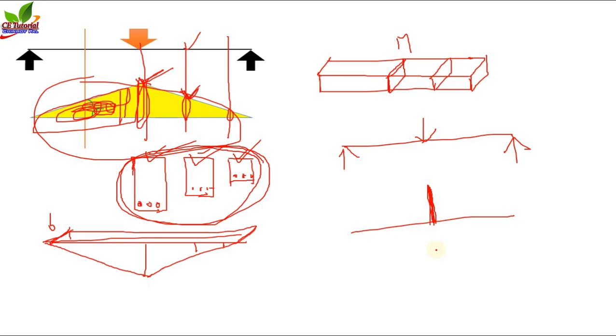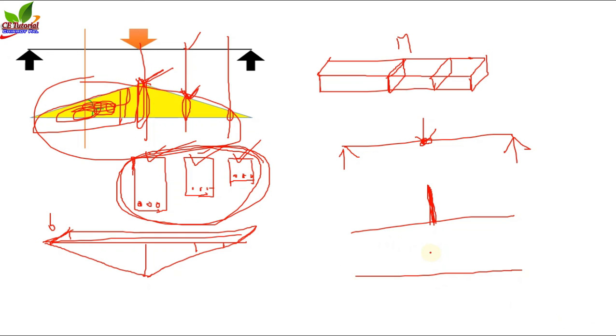So you can say that the bending moment is actually occurring at the midpoint. Now if this is a clockwise bending moment, how can we produce a clockwise bending moment?